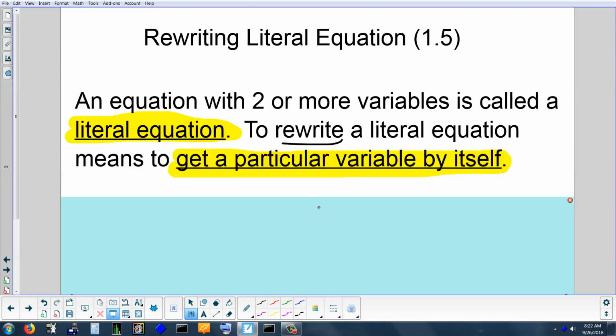The way it's going to tell you to rewrite it is it's going to ask you to get a particular letter by itself. If you've ever done y equals mx plus b, a lot of times we get y by itself. That's what this is getting us ready for later: how to get a certain letter by itself.